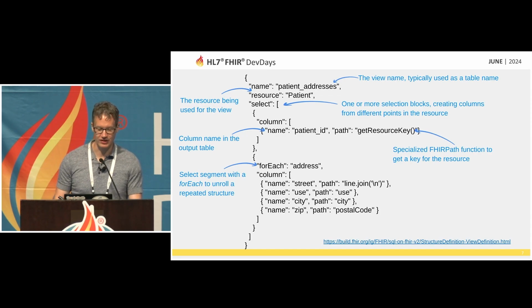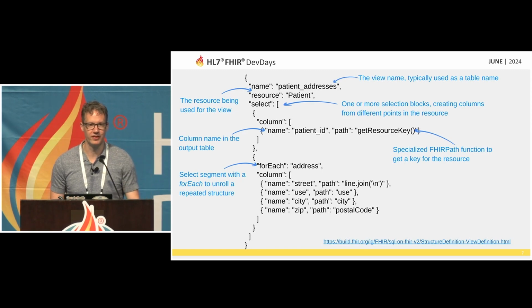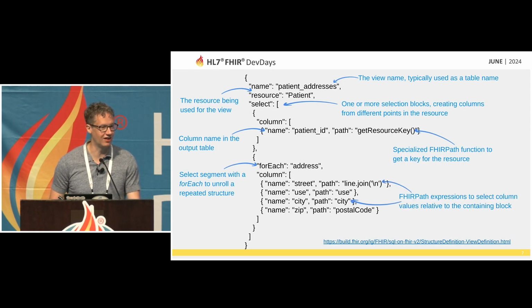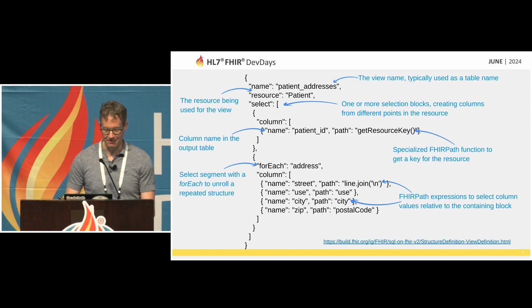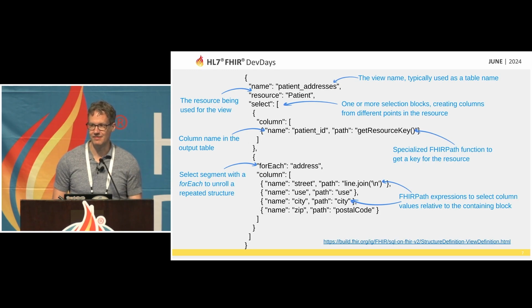And so for each, again, this is just a FHIR path expression. It points to the address field within the patient, and that essentially sets the scope for the select stanza in which it is placed. And then beneath that, we just have the sets of columns that exist in there. And most of these are just really straightforward FHIR path expressions relative to the stanza that it's in, relative to the for each. If there's no for each, it'll just be relative to the root of the resource or a parent there.